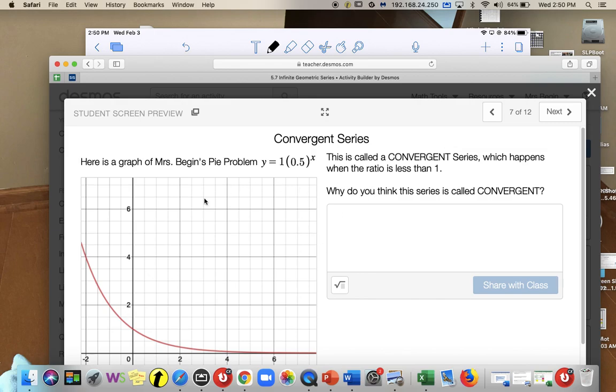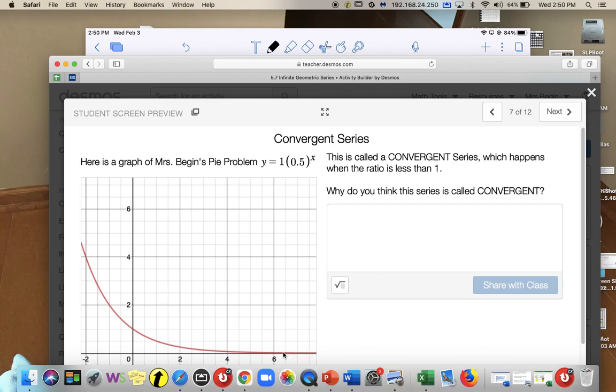This problem right here, so here's my pi problem. I started with 1 pi and I ate half per day. Oops, I forgot my n minus 1 here. This is called a convergent series, which happens when the ratio is less than 1. Why do you think the series is called convergent? And you can see what happens is I keep eating more and more of the pi, and eventually there's no pi left. So here are all the terms in the sequence.